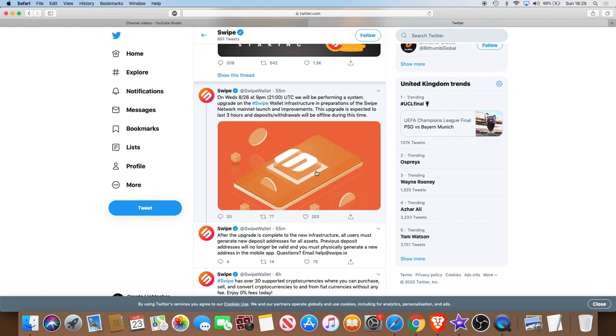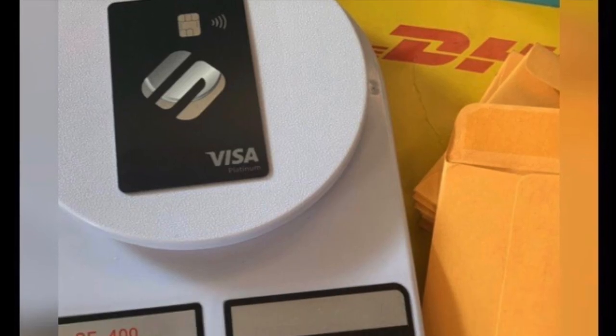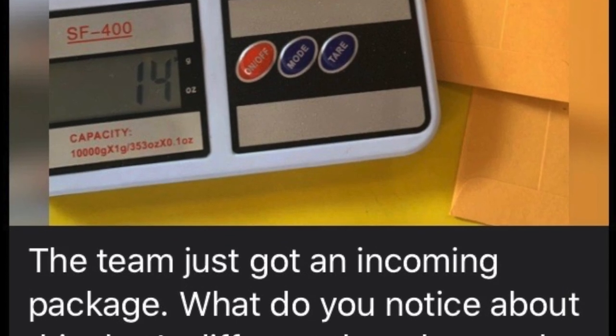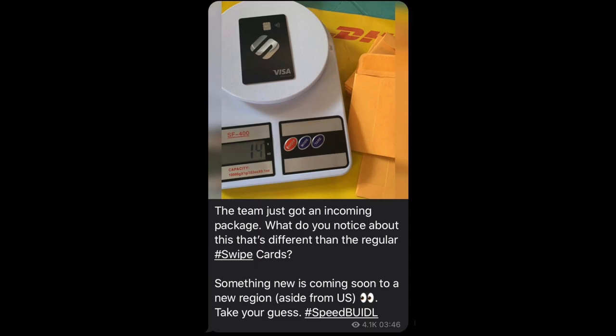Another thing is they're going to be launching a credit card, I do believe. So there's a picture of the announcement that they put out the other day. There was something different about the card. If you look closely, it's actually a platinum card, all right? And platinum cards are associated with credit cards. I think you would have to have some sort of banking license or banking partnership for them to launch a credit card.